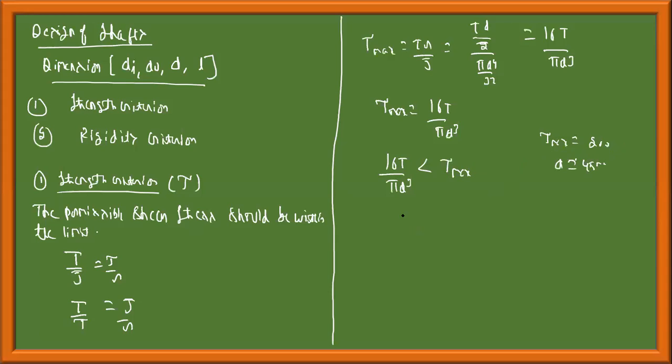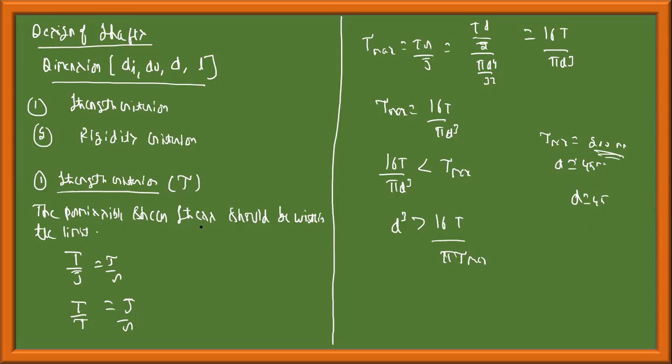Okay. Then if I say diameter d cube, this will be greater than or equal to 16T by pi into tau max. My diameter should be greater. This is the inequality. When I design it, diameter should be greater than this term. For example, if the diameter is equal to 45 mm, my diameter should be greater than 45 mm in order for the shaft to withstand this 200 MPa stress. Okay, this is how it should be understood.